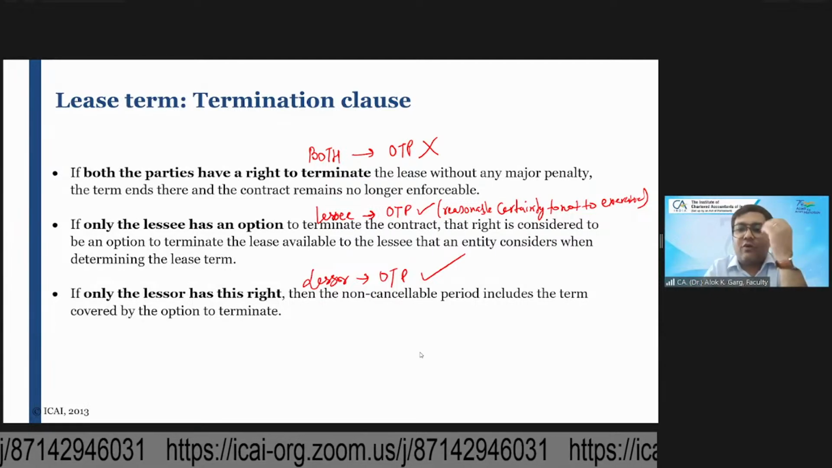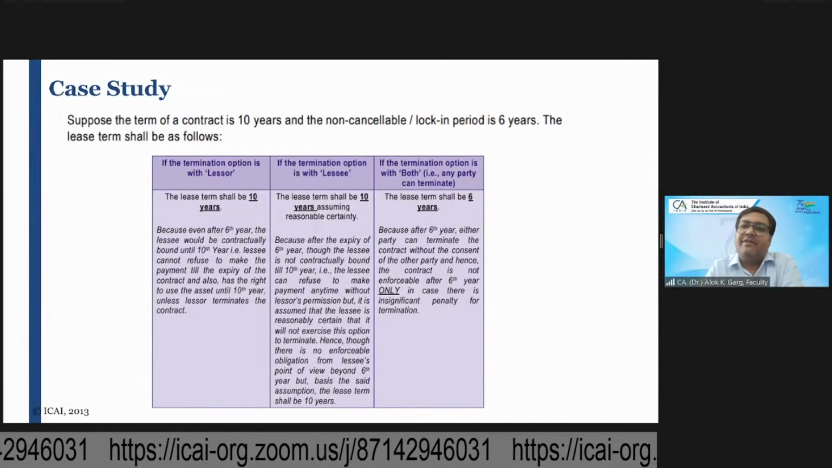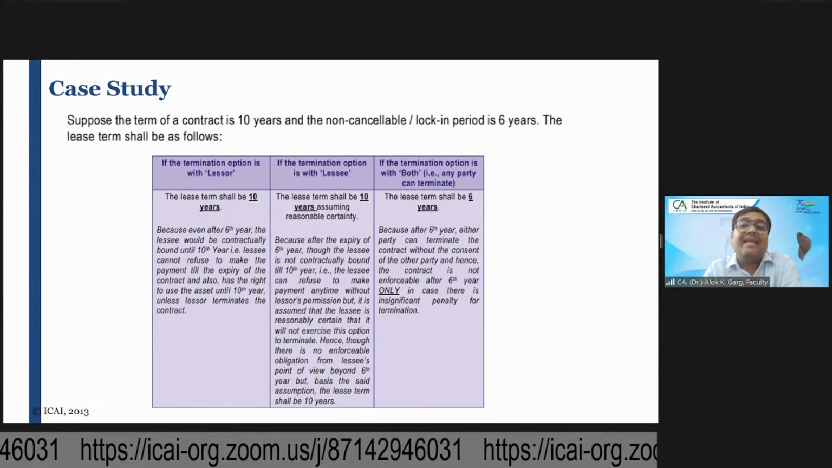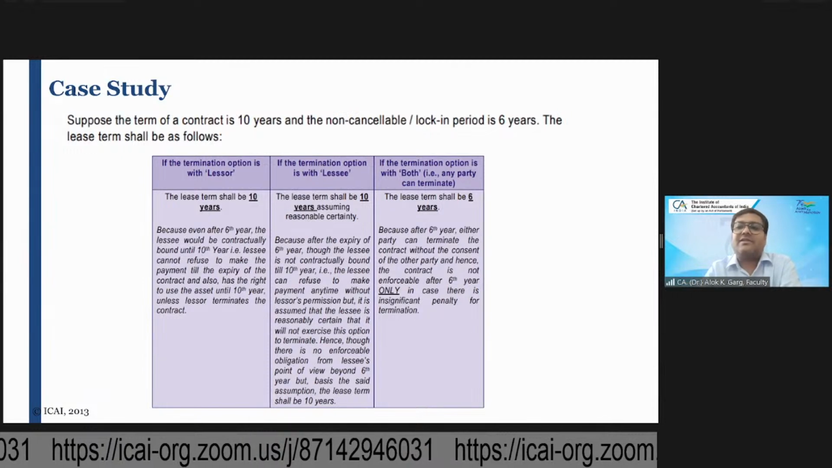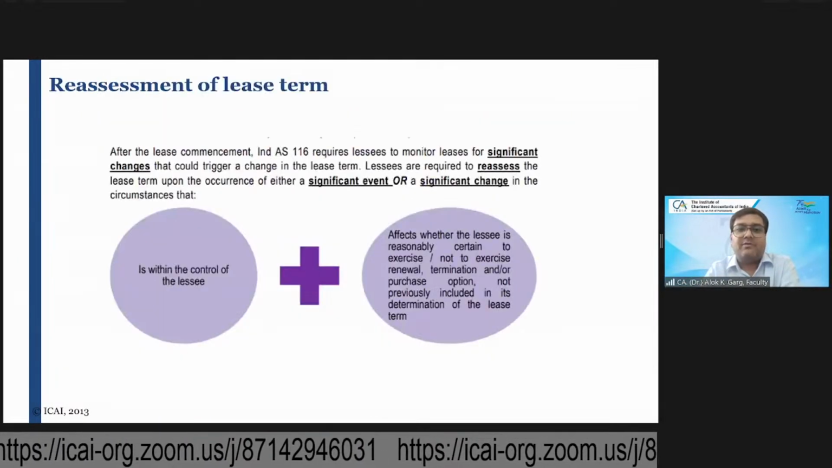Correct? This is what is given in this example also, and we have covered this in detail in our last class video. Last class means last batch. Okay.